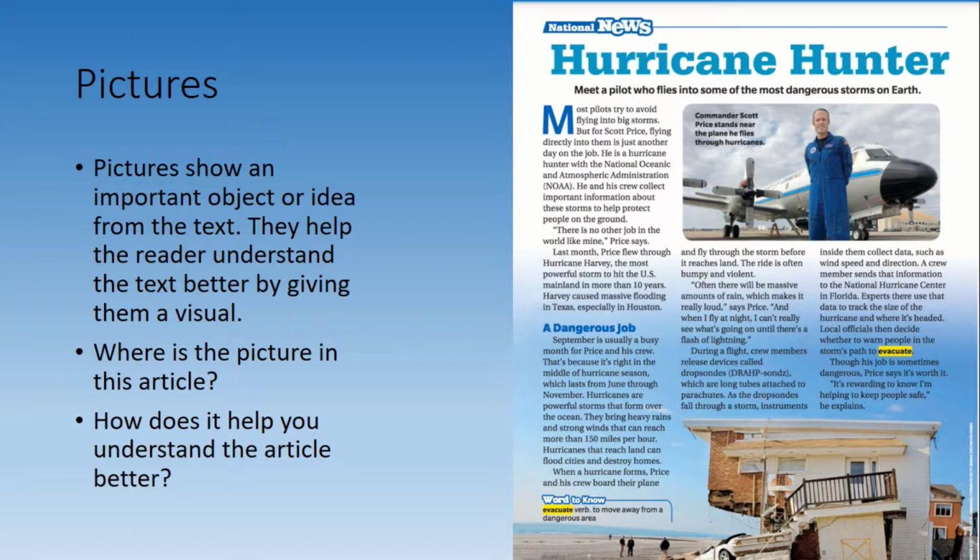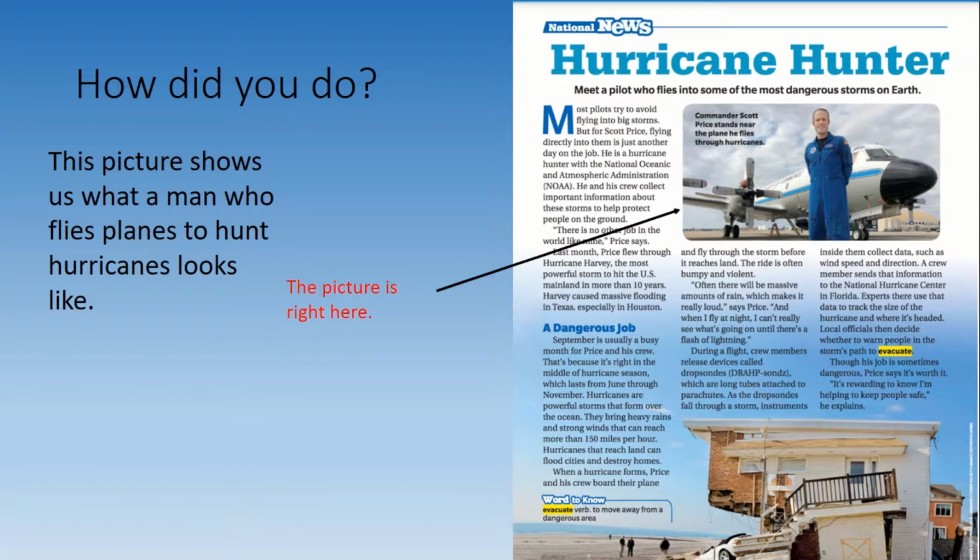Okay, let's see how you did. As you can see here, I've got an arrow pointing to our picture. The picture is right here. This picture shows us what a man who flies planes to hunt hurricanes looks like. This will help by giving the reader a visual of what they're reading about.